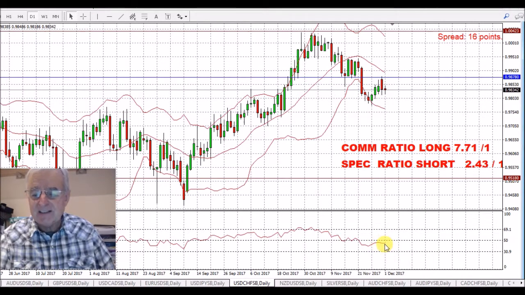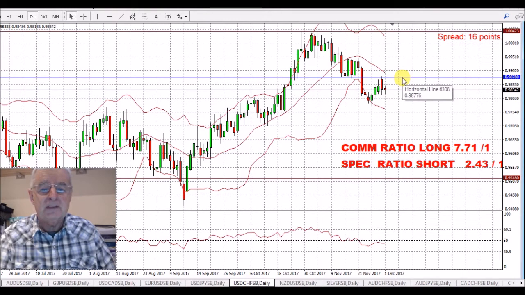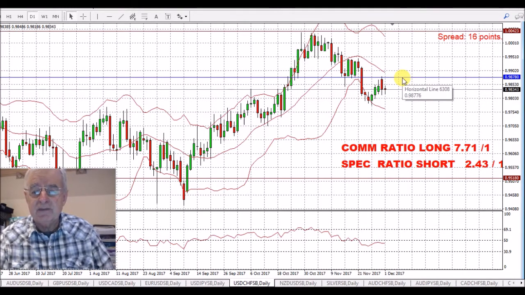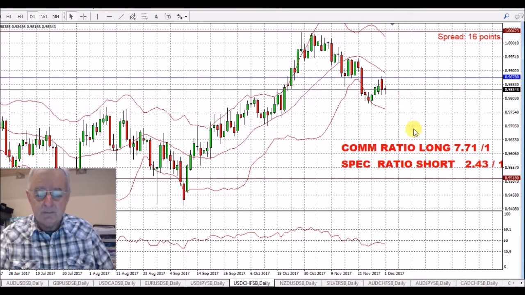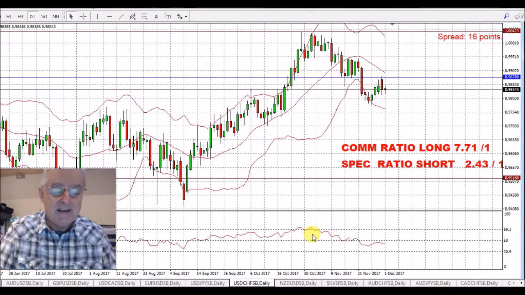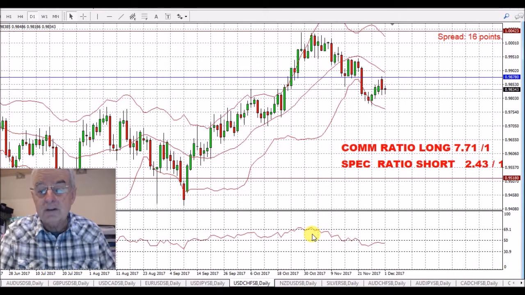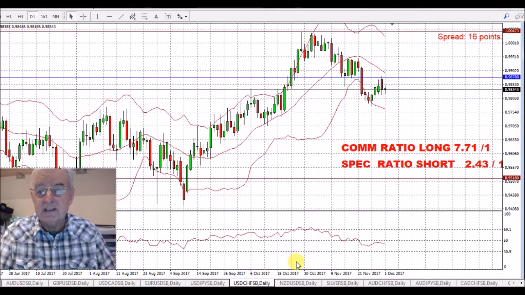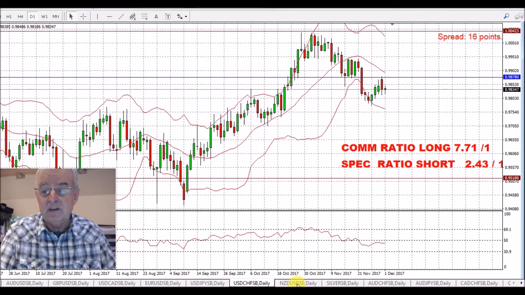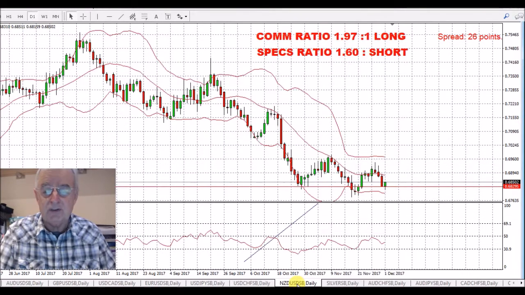We're a bit flat and below the 50 on the RSI. We've got a little bit of resistance just above us. So this does look quite a nice short position here. As I say, over the last 3 months, I think the crosses have been a better position to trade.